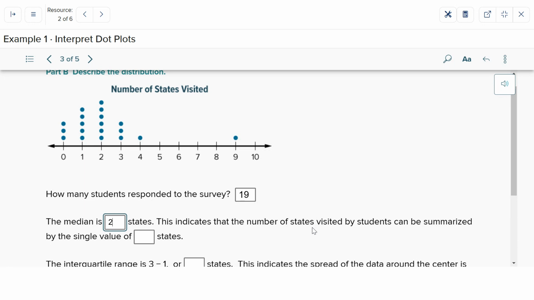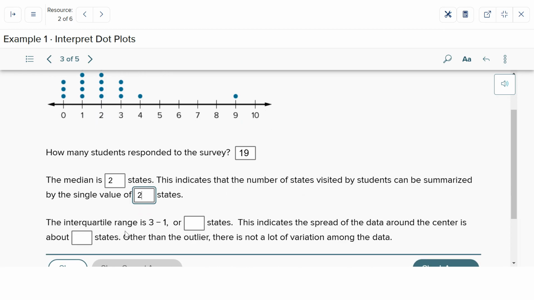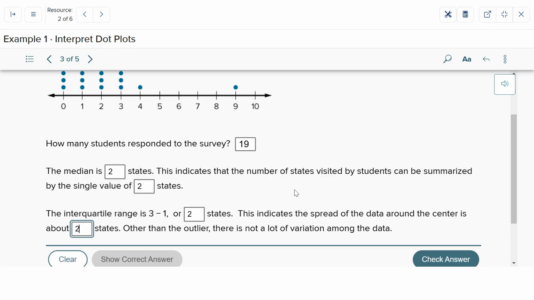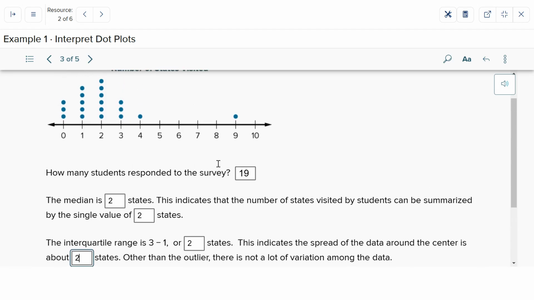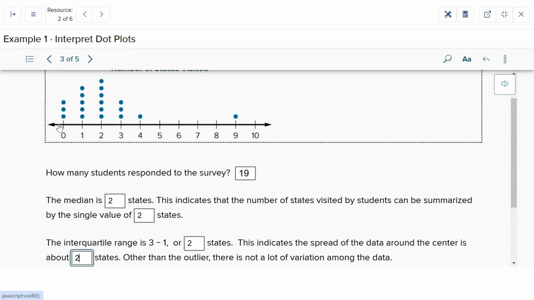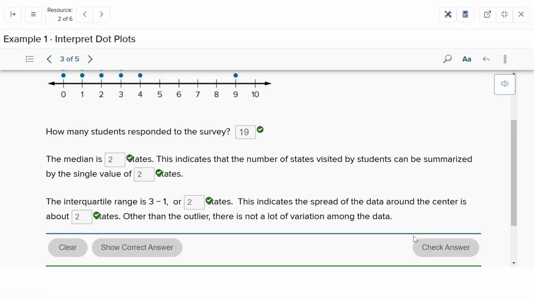This indicates that the median of states visited by students can be summarized by the single value of 2 states. The interquartile range is 3 minus 1, or also 2 states. This indicates that the spread of the data around the center is about 2 states. Other than the outlier, there is not a lot of variation among the data. So it's saying that if most people were 2 or pretty close to 2.